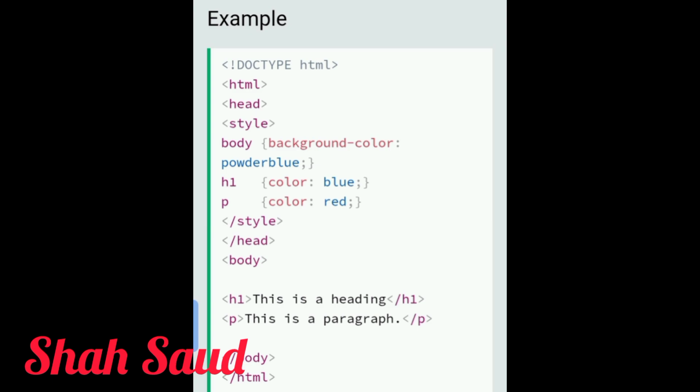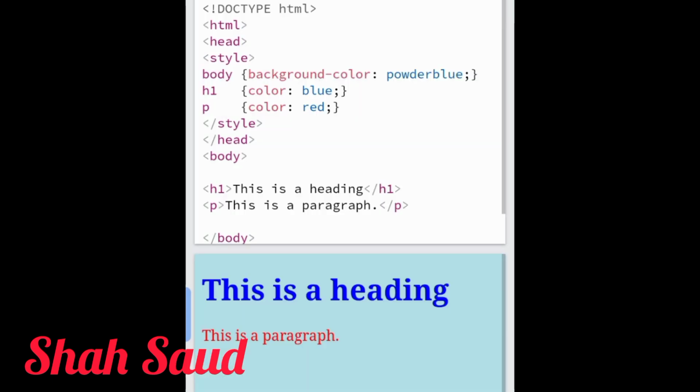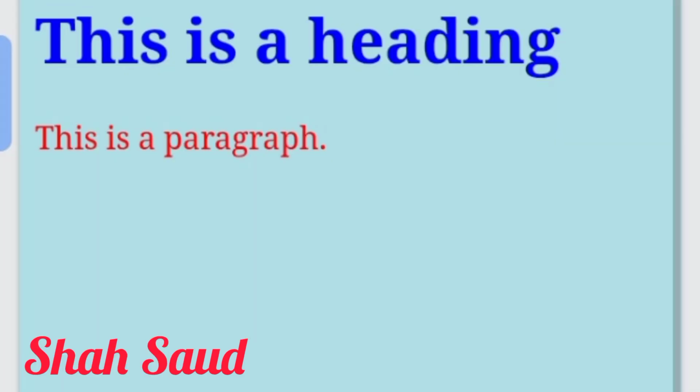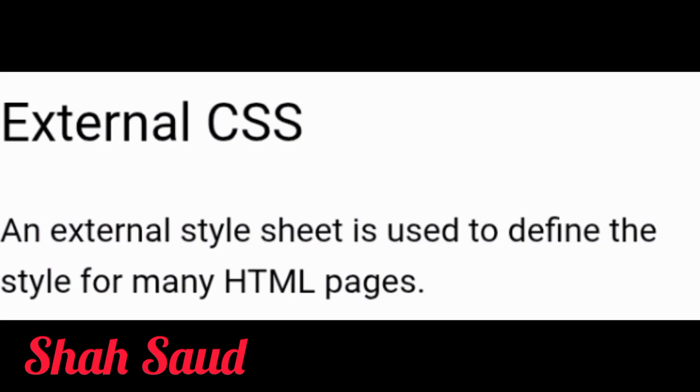So look at the coding system: this comes under the head, and in head we give the attribute of style. When we give all this, we get this type of page.